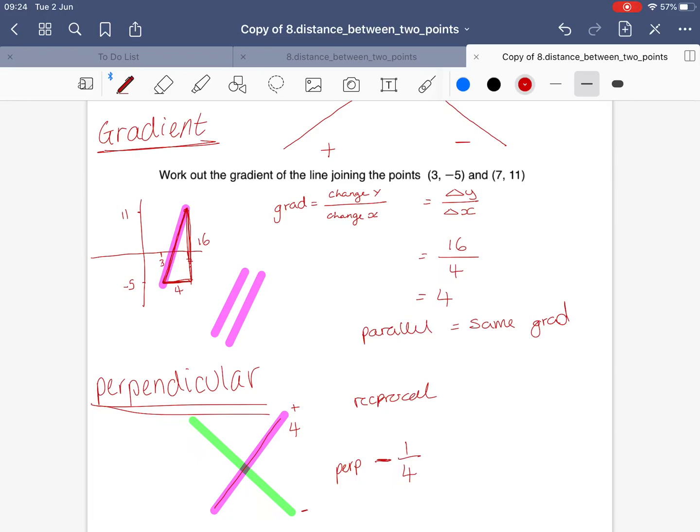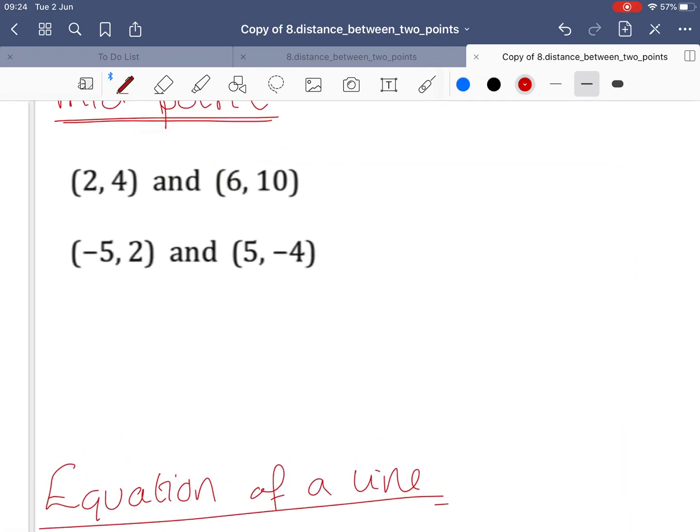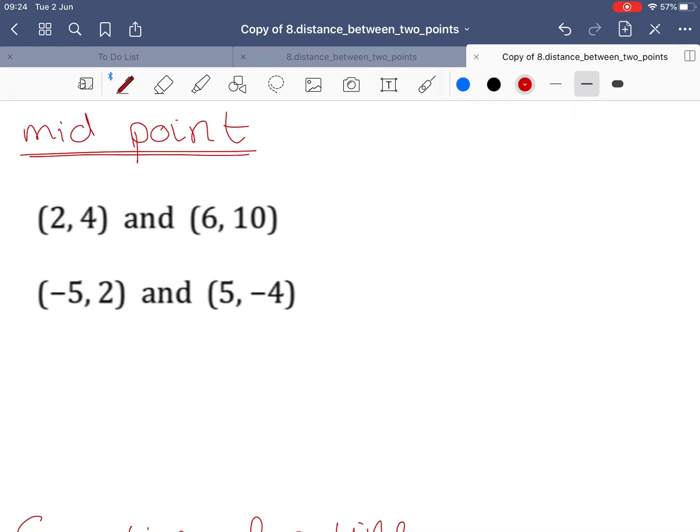Another thing you're going to need to know how to do for these questions is to find the midpoint of a line. Midpoint is super easy. If you have your two coordinates, let's start with the first one. The midpoint is the middle of those two points. So I like to add them up and divide by 2. If you add up your x's, 2 add 6 is 8, so half of 8 is 4, and 4 add 10 is 14, and half of that is 7. So the coordinates of your midpoint would be 4, 7. So the middle of that line is 4 and 7.